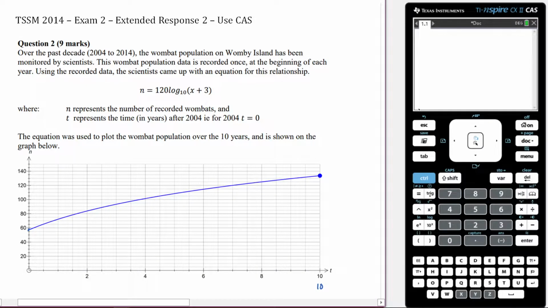All right, we're going to answer this question. Here is TSM 2014 Exam 2 Extended Response. Use CAS. So question 2.